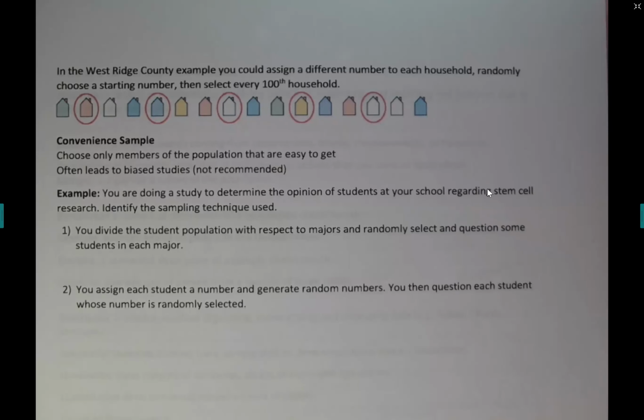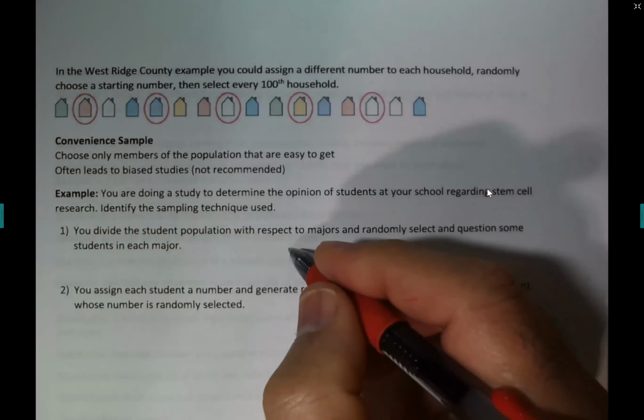You are doing a study to determine the opinion of students at your school regarding stem cell research. Identify the sampling technique used. Remember, we have random sample, stratified, cluster, systematic, and convenience. Which one is it going to be for the first one? You divide the student population with respect to majors and randomly select and question students from each major. So we'll divide it like this.